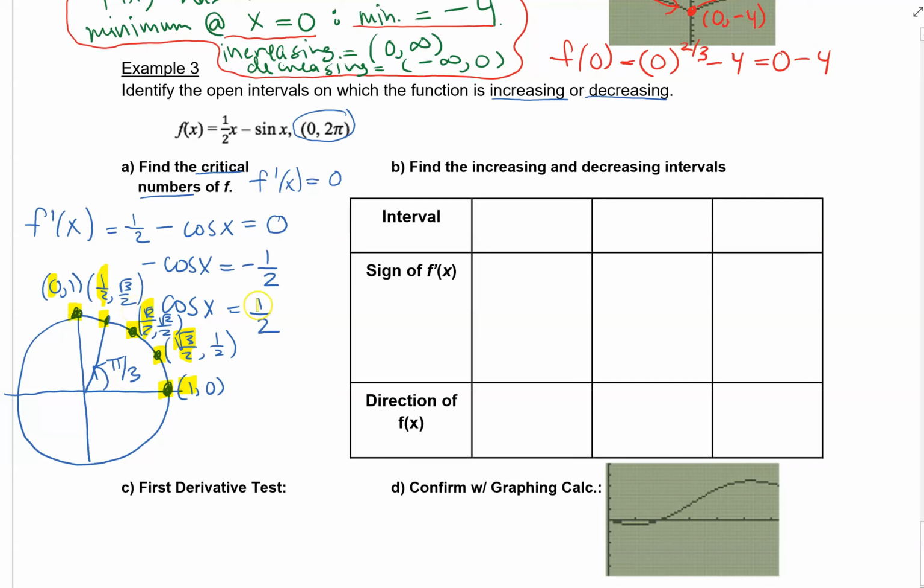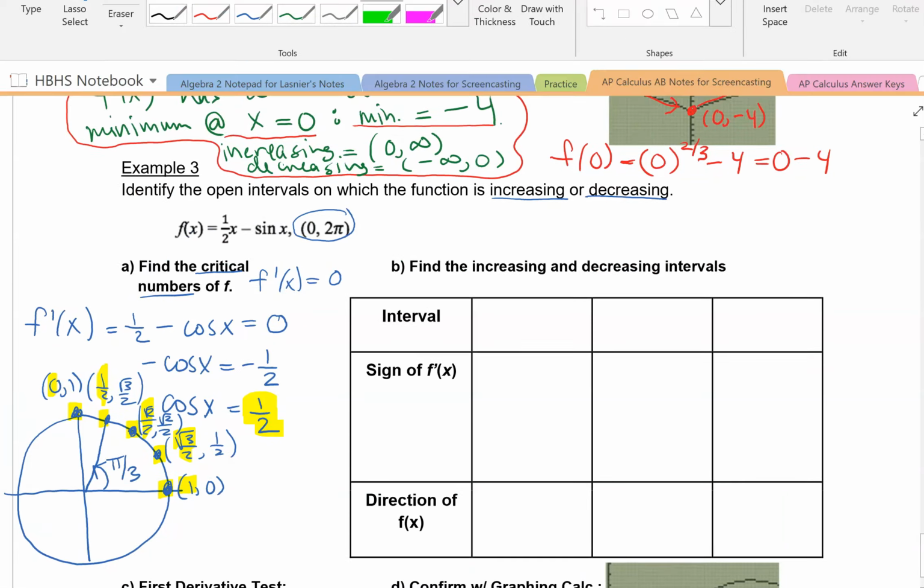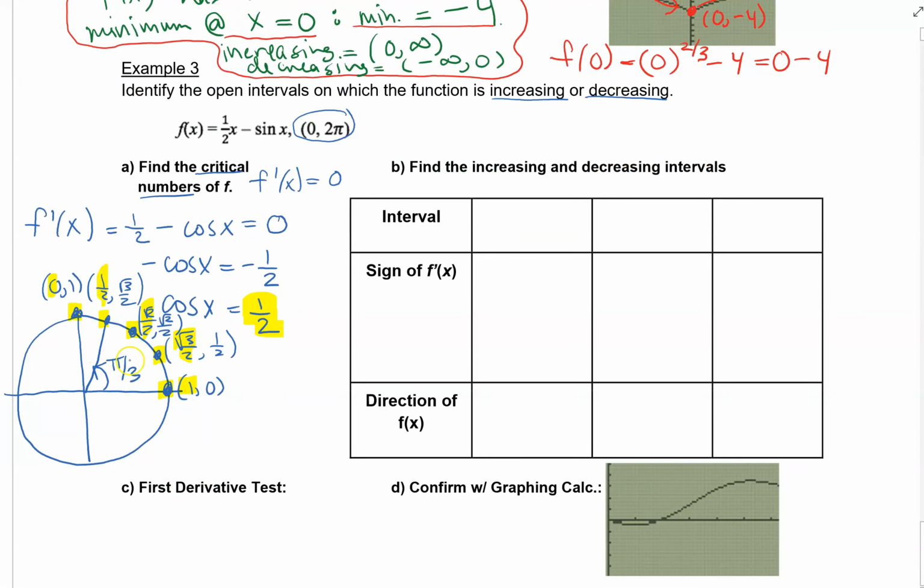So we need to figure out when it's positive 1/2. So that would be when cosine is positive, which is when you're in quadrant 1 and also quadrant 4, because that's where my x coordinates are, right? Cosine is x. That's where they're positive, I mean. X is positive when you're in quadrant 1 and 4. So I also have these points down here. You'll notice the y coordinates are all negative, but the x coordinates are still positive in quadrant 4.